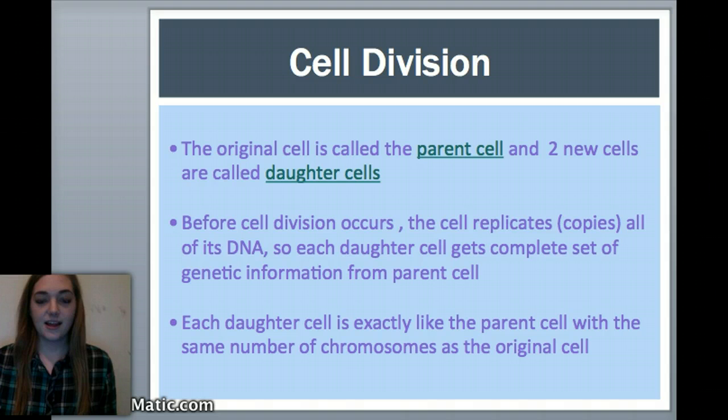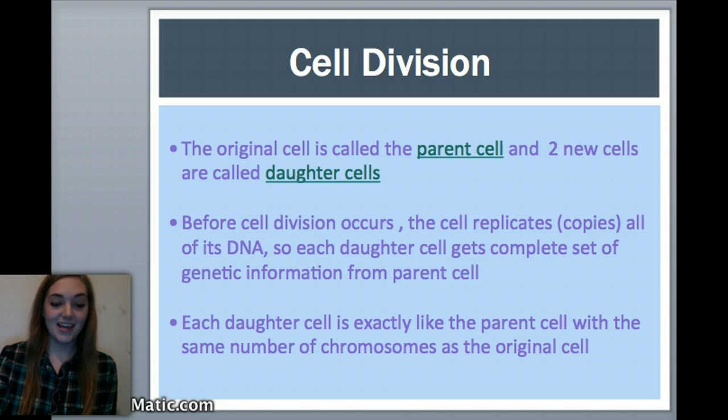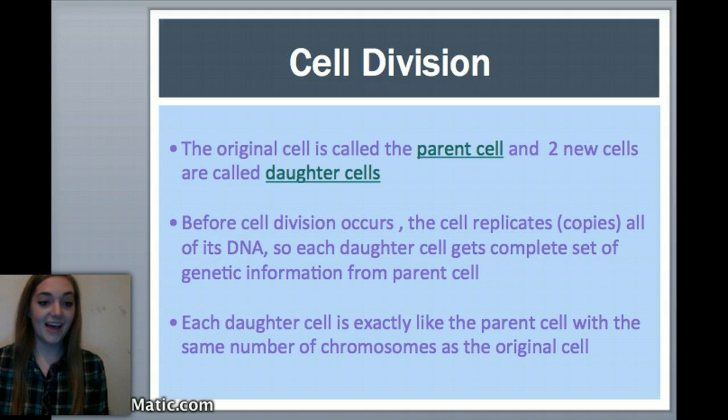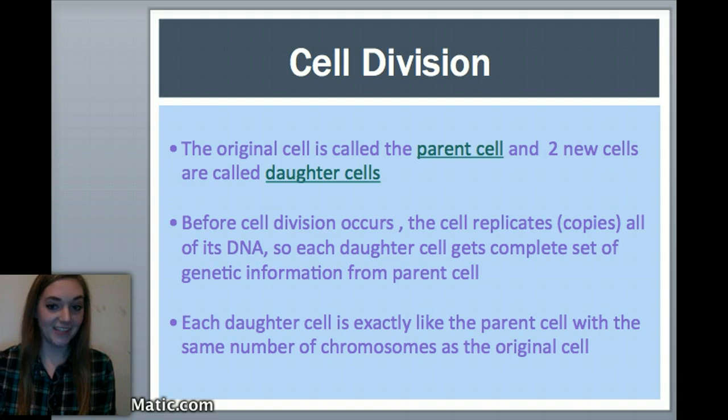All right, cell division. So this is what mitosis is. The original cell is called the parent cell, and that is what is going to replicate itself into two new cells called daughter cells. So it's like the mother and father creating the daughter cells.